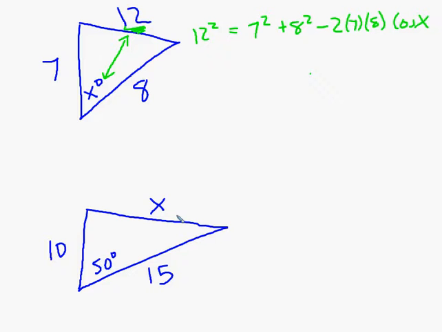All right, let's set up this one. Emma, go ahead and set up this one. Okay. So you start out with x squared equals 10 squared plus 15 squared minus 2 times 15 times 10 cosine 50. Yep. Okay, so those are the setups. All right, so now we've set them both up. Now we'll go back. Let's solve them.